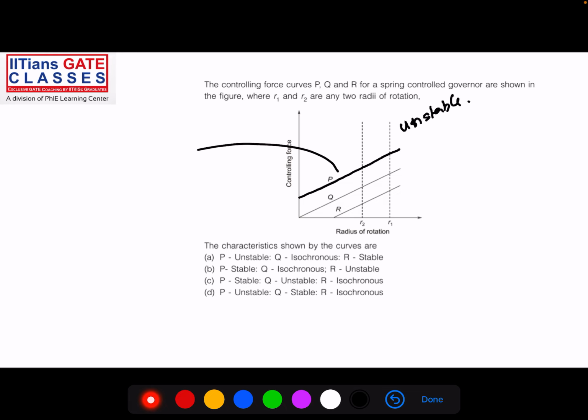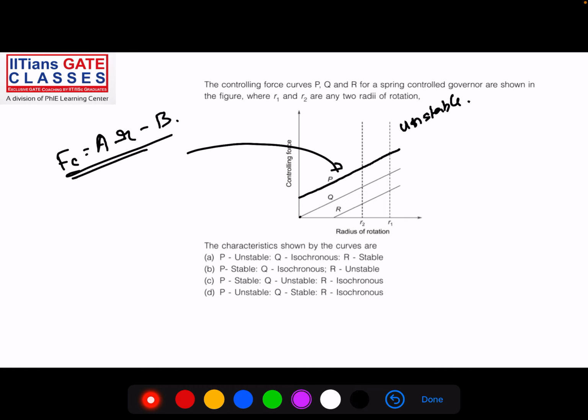What is the equation of this kind of line? The equation of this kind of line can be given as controlling force is equal to AR minus B. Next time, instead of the graph, you might be given the equations. This kind of equation has also been asked in other exams. FC is equal to AR minus B, it is representing the unstable. Similar kind of exercise you can do for this one, Q.